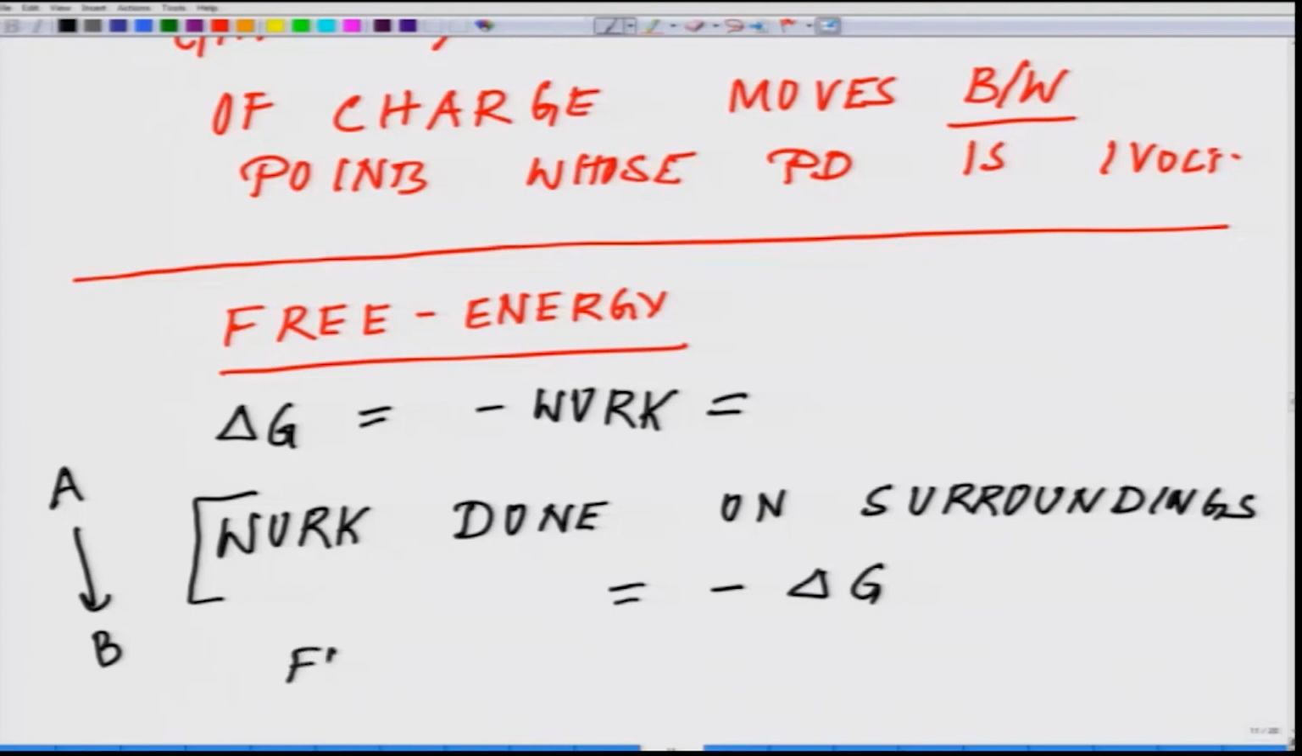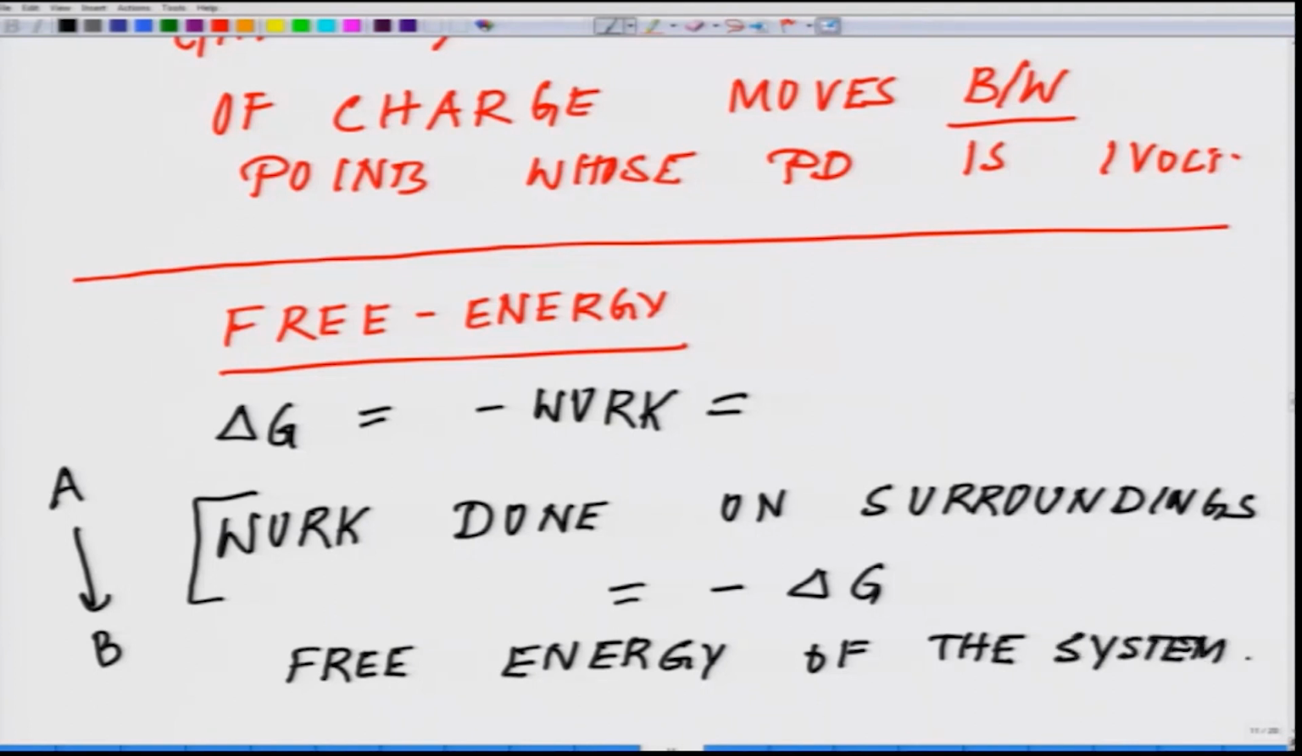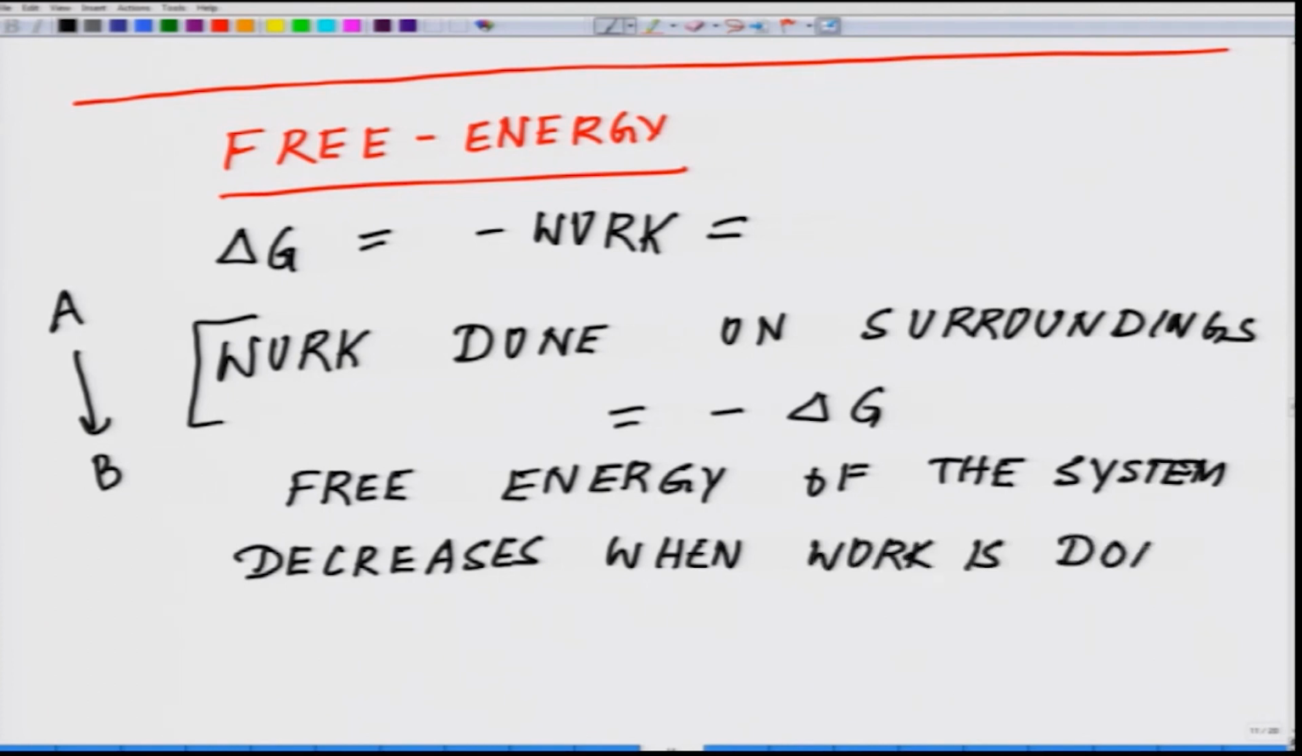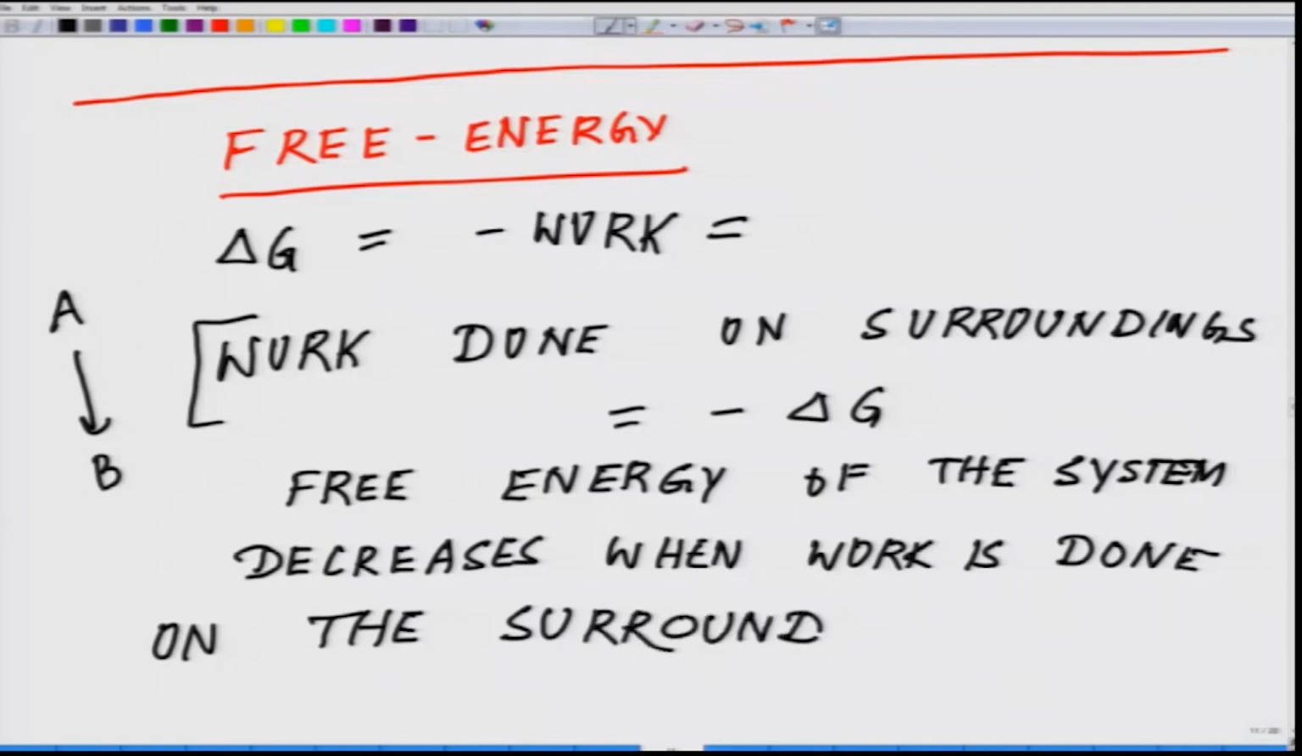So, free energy of the system decreases when work is done on the surroundings. Okay. So, this is the case of minus delta G.